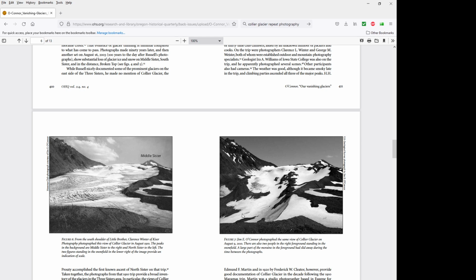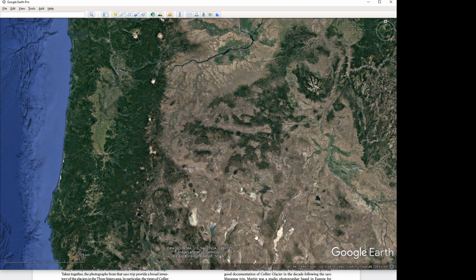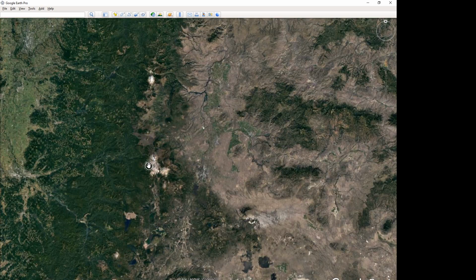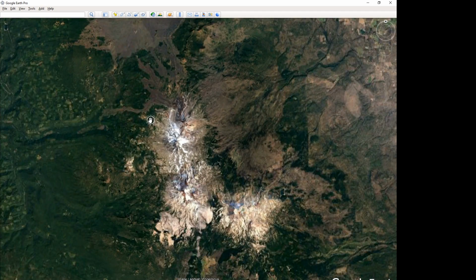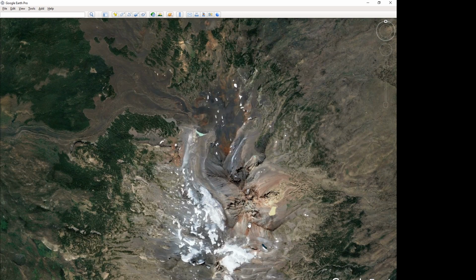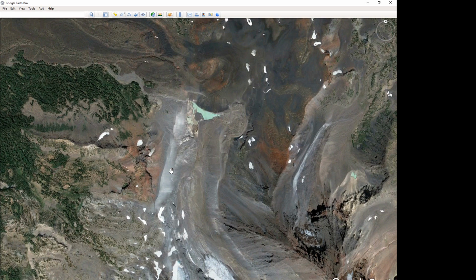So in order to help us get some idea about how these two relate to each other in space, I'm going to open up Google Earth. Here we have Oregon. And the Sisters are this area here, and I'm going to zoom in on them. Collier Glacier is kind of on the upper left corner. This is North Sister. Here's Collier Glacier. And if you're keen-eyed, you'd notice that on either side, but below Collier Glacier, there are moraines. The glacier used to be much larger.